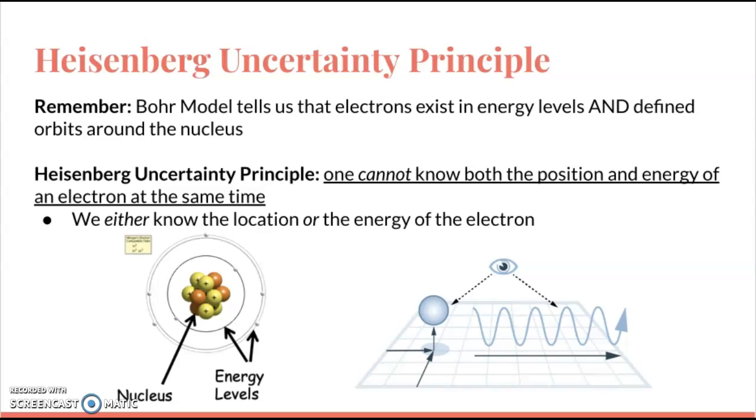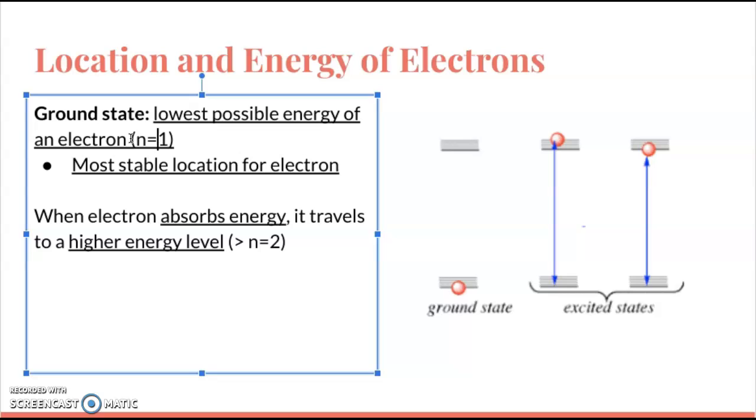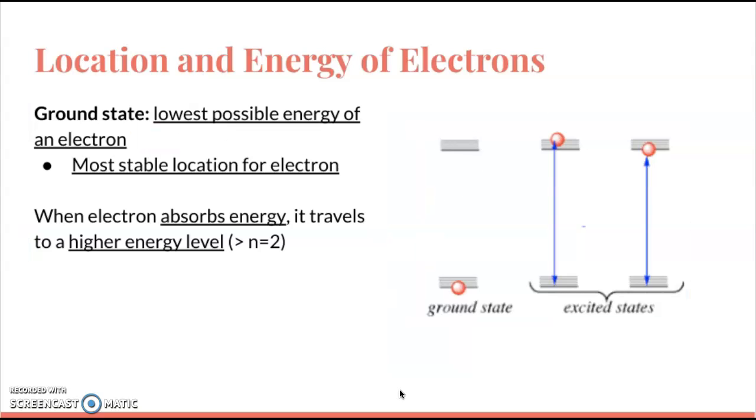So let's look at this a little bit deeper when we talk about location and energy. When my electron is in the lowest possible energy state, that is what I call ground state. It's not always n equals 1. But it's the lowest possible energy level of an electron.